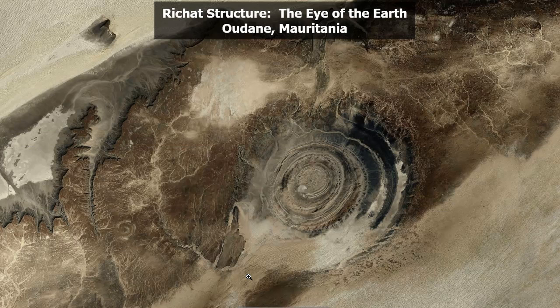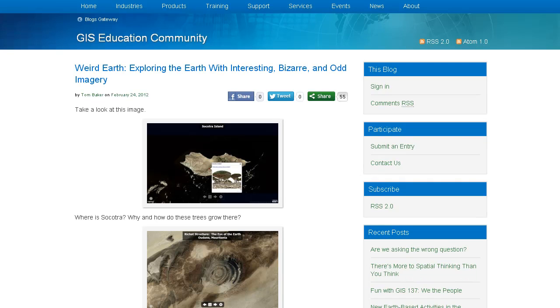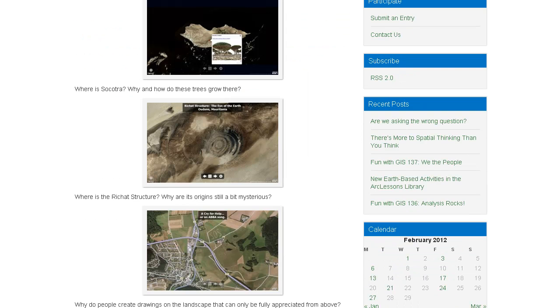Let's take a look at this one. The Richat structure, the Eye of the Earth in Mauritania. Why does this look so bizarre? Fascinating. Where is that structure? Why are its origins still a bit mysterious?